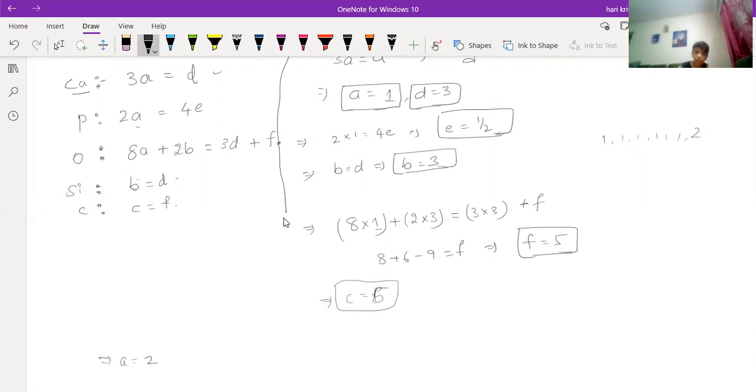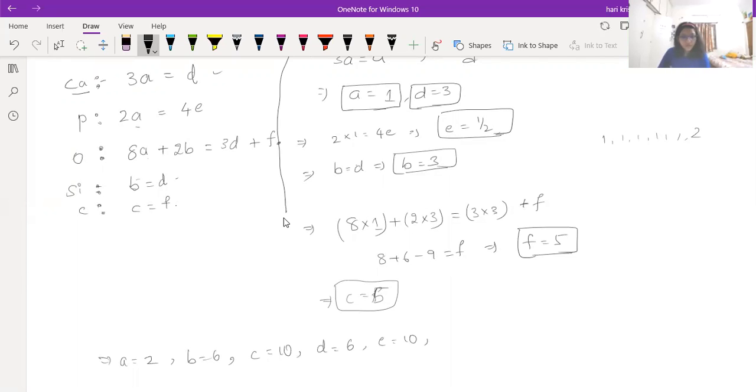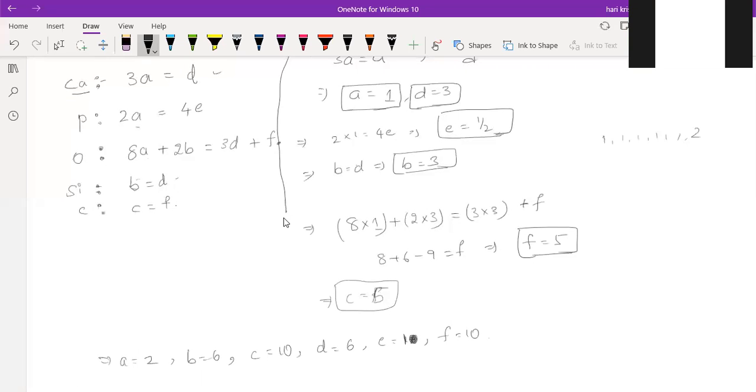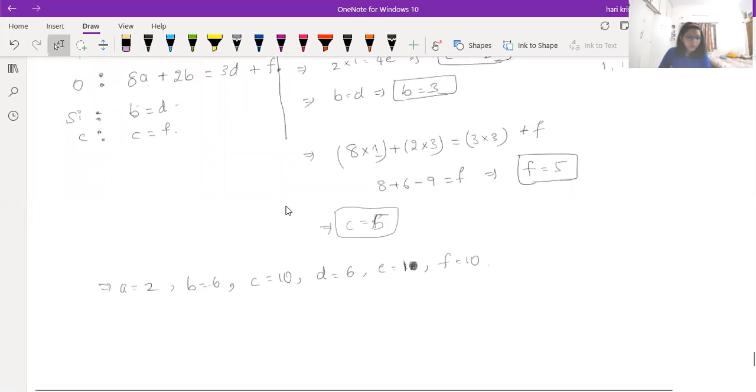A is 2, B is 6, C is 10, D is 6, E is 1, F is 10. Clear now? Yes, sir, now clear.